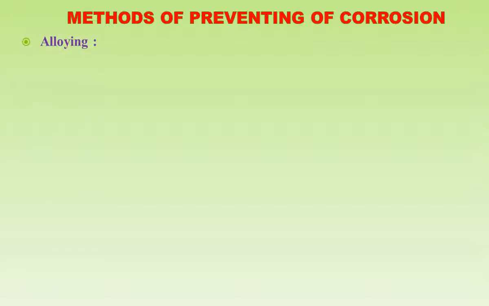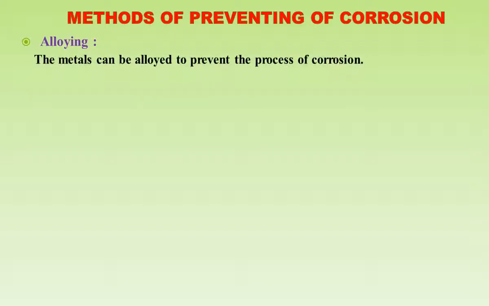First thing is alloying. Alloying means metals can be alloyed to prevent the process of corrosion, for example stainless steel. Stainless steel is not rusted. If you place it anywhere, in any liquid or dry condition, no corrosion will happen because the metal is alloyed. Second, surface coating.